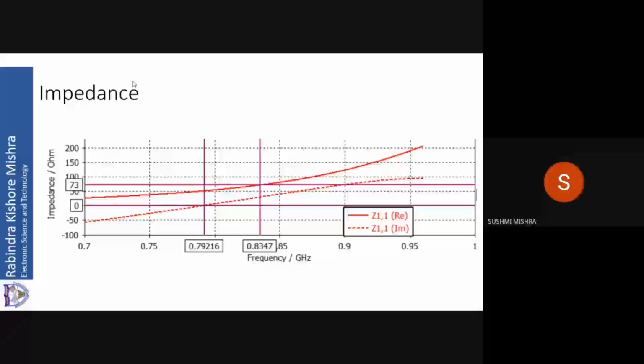So how did I get that value? It's very simple. I used a simple technique. I found out the frequency for 73 ohms for the real part. That is 0.8. And I found out the frequency when the imaginary part is 0. That is 0.7. From the two frequencies I will find out the difference.